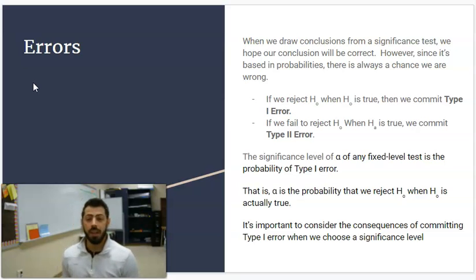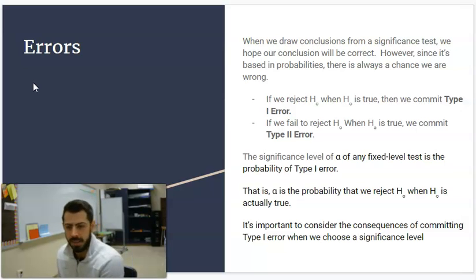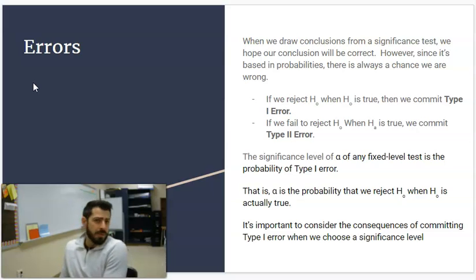Now, the significance level, alpha, for any fixed level test is the probability of making that type 1 error, right? If we say that if the probability of getting our results is less than 5%, then we're going to reject them, then of course that suggests there's a 5% chance that he could be telling the truth anyway, and we chalk it off as him lying.